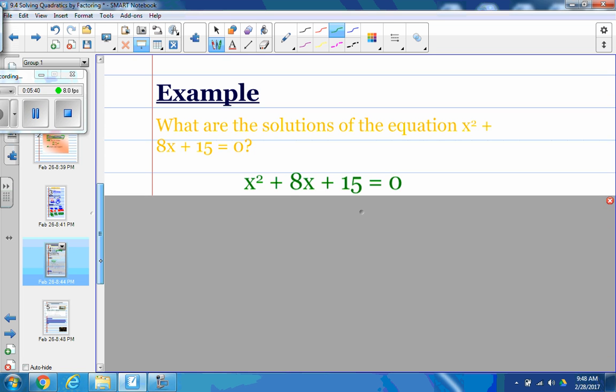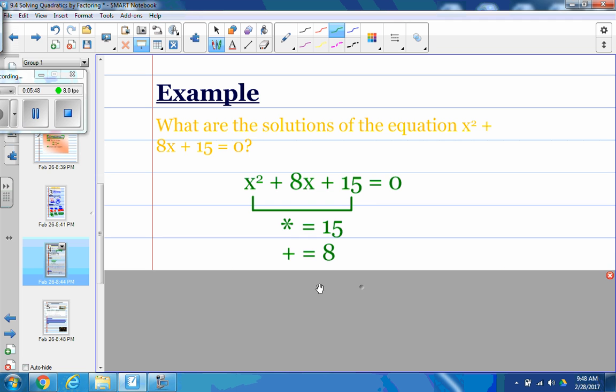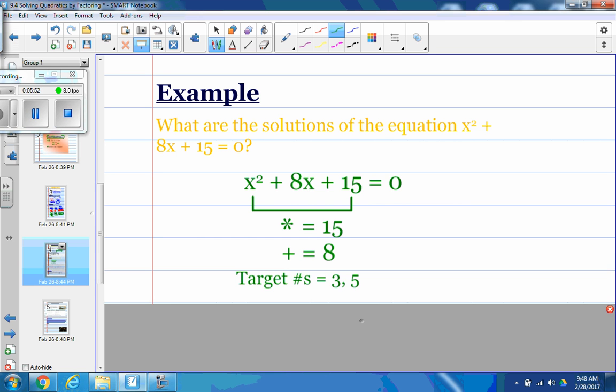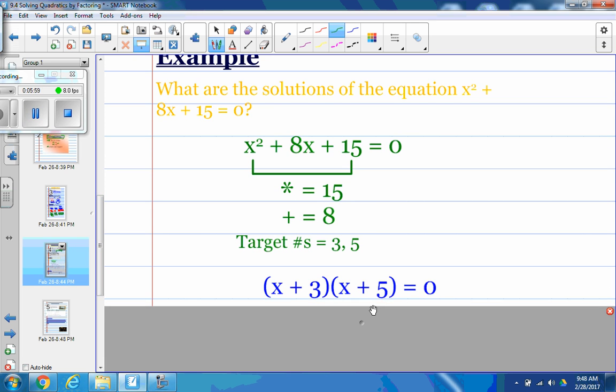So we want to find numbers that multiply to equal 15, because 1 and 15 makes 15, and add to equal 8. So let's see, 5 and 3, there we go. Those are the ones that I got. Target numbers are 5 and 3. Those multiply to equal 15 and add to equal 8. So we have x plus 3 times x plus 5 equals 0.